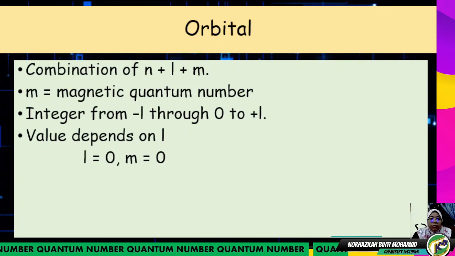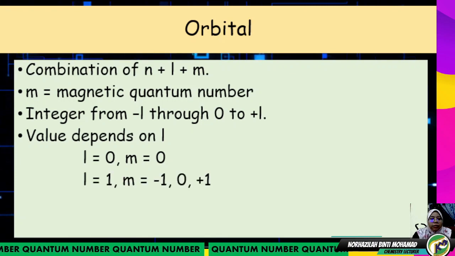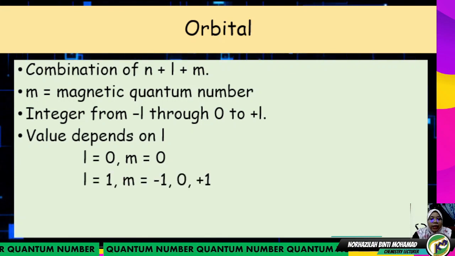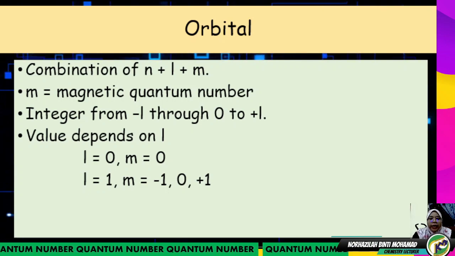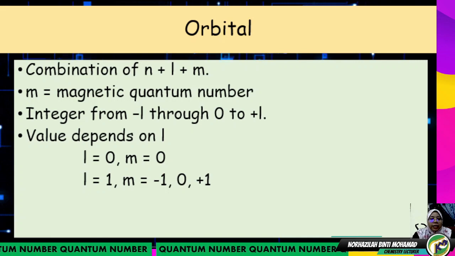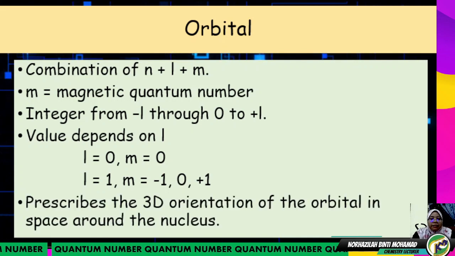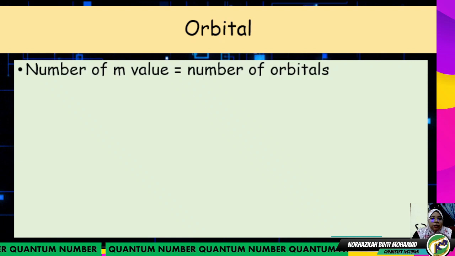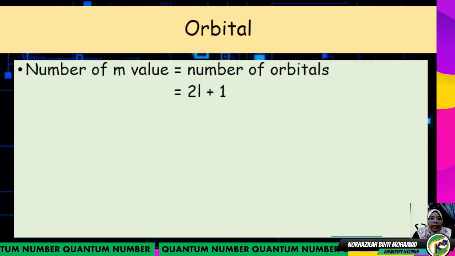If L equals 0, then M equals 0. If L equals 1, the value of M will start from negative 1 through 0 and end with positive 1. It prescribes the 3D orientation of the orbital in space around the nucleus. The number of M values will determine the number of orbitals you have in your shell. The formula is 2L plus 1, or n squared.